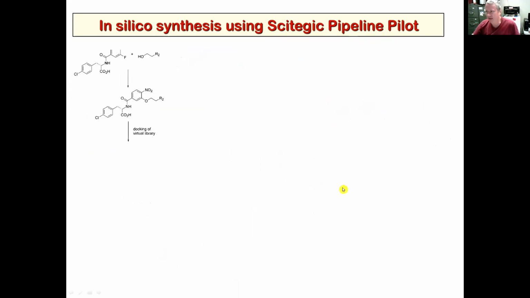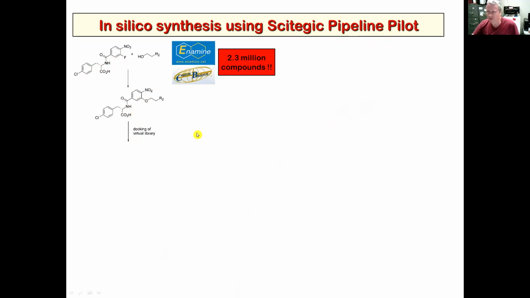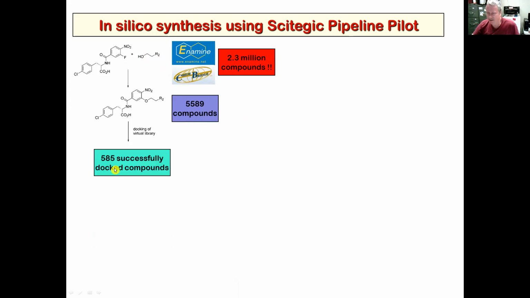And then I did the other thing, which was start with the amino acid attached, and then assume different alcohols would get attached, and then we'd make a virtual library of these peptidomimetics. So here we started with 2.3 million compounds. We fed them in 2.3 million primary alcohols, right? That makes sense. There's probably about 2.3 million primary alcohols that we can easily get. This eventually created about 5,600 compounds. And then we successfully docked about 585 of those.